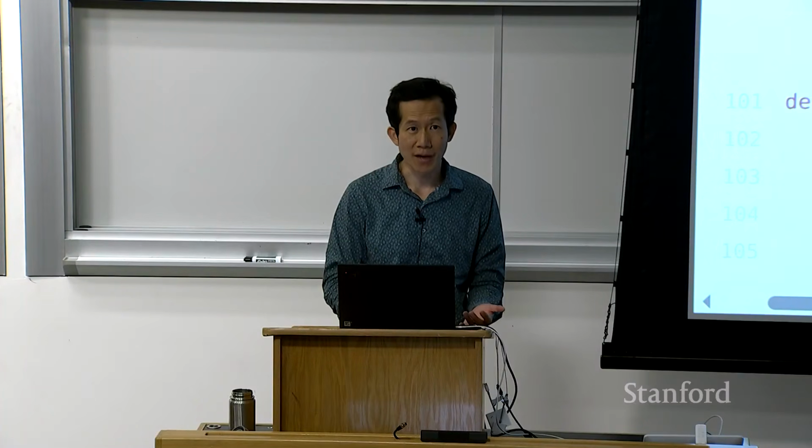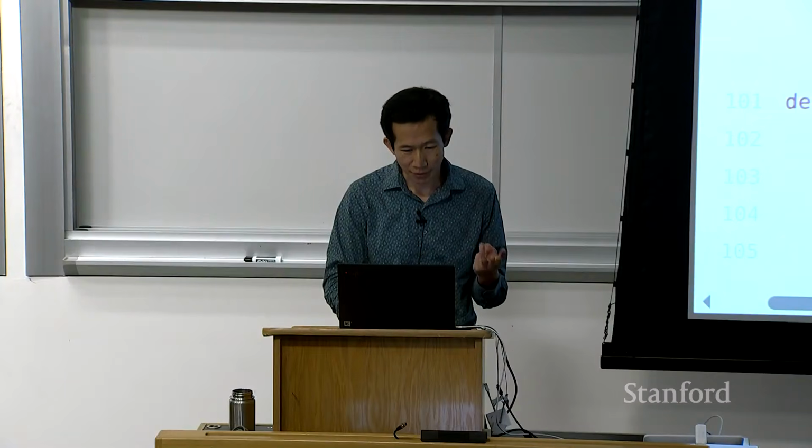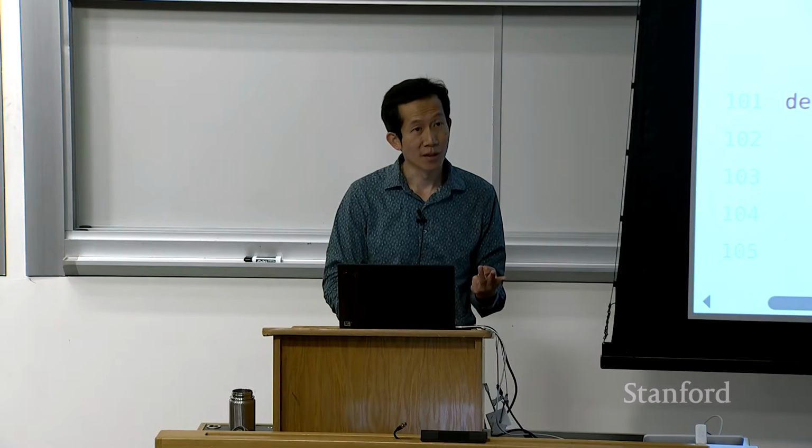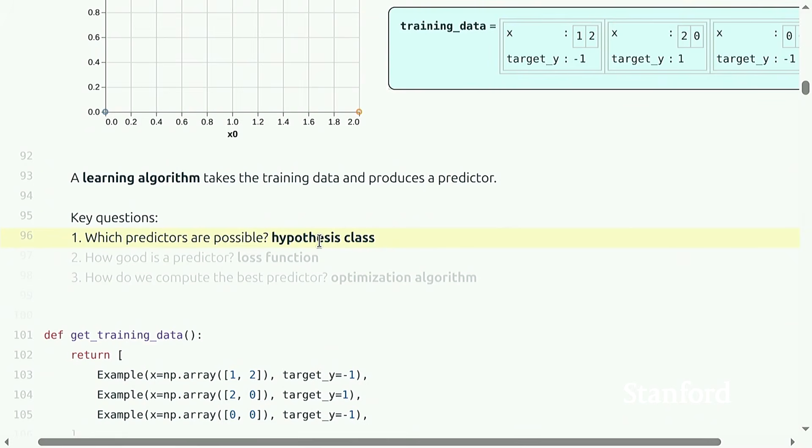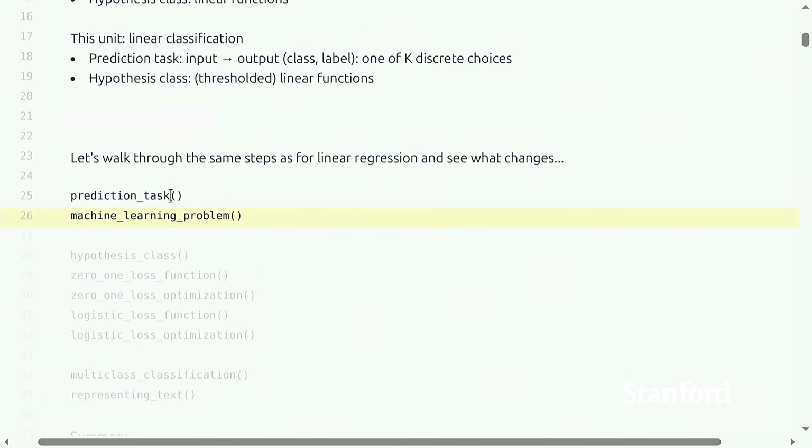And now the key questions to actually concretize this are threefold. What are the possible predictors? That's the question of a hypothesis class. How good is a predictor? To determine that, we define a loss function. And then how do we compute the optimal predictor, the best predictor? That's going to be within the realm of the optimization algorithm. Okay, so we did this for linear regression. Now we're going to go through the 3 steps for classification, and we'll see how far we can get. So far I talked about the prediction task and what a learning algorithm is meant to do: data to predictor.